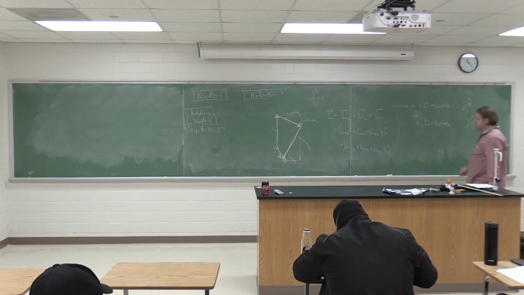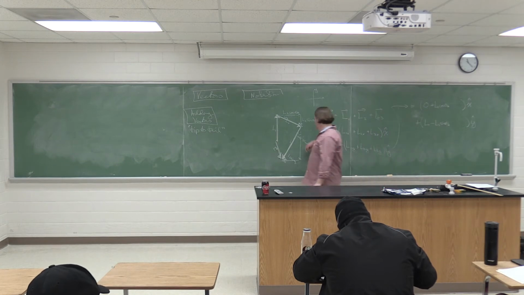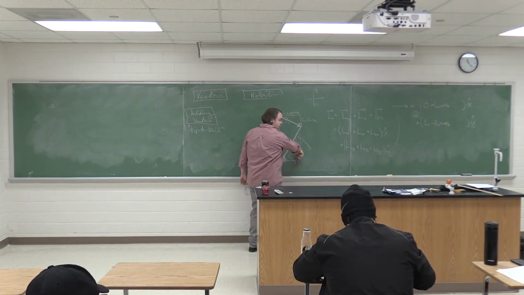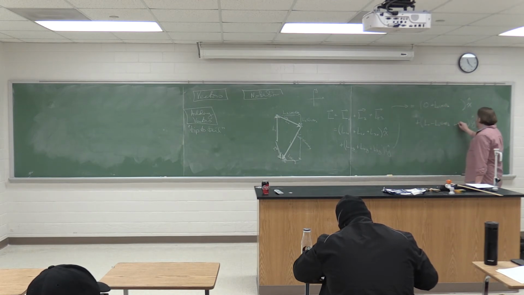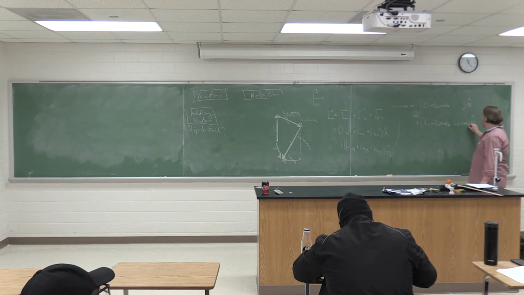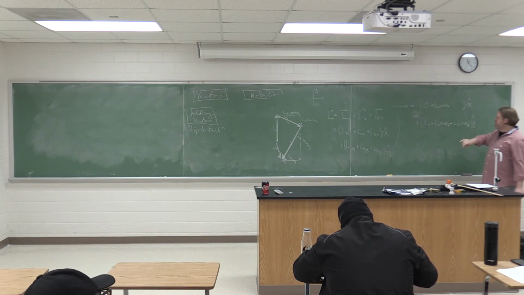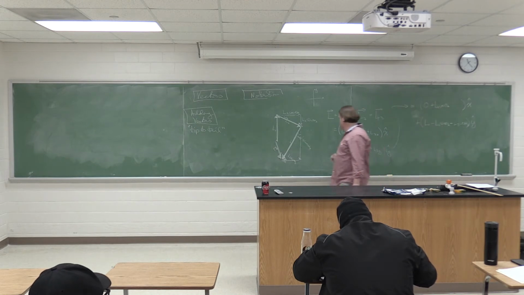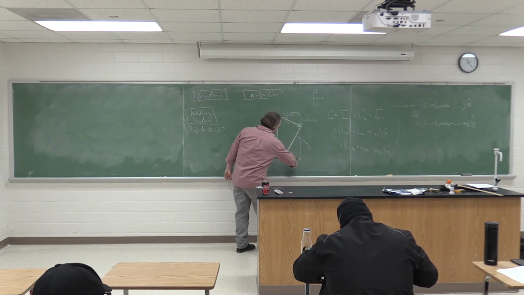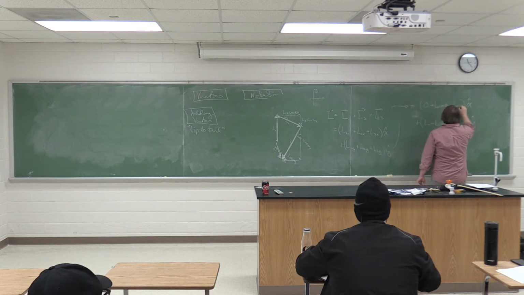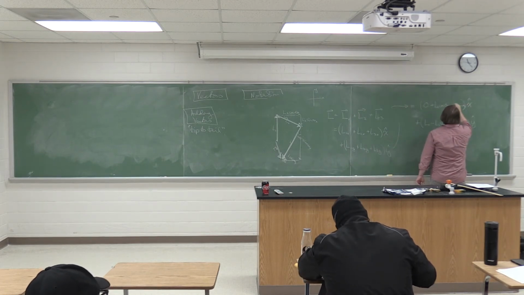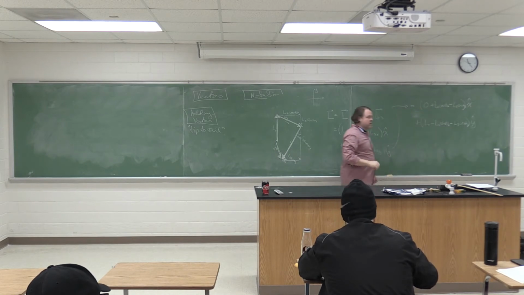Let's check ourselves. It looks to me like the y part here is down, right? So let's pick up that L3 cos theta b and make sure it's down. And then for the x cross, let's pick up that L3 sine theta b. Make sure it's negative.